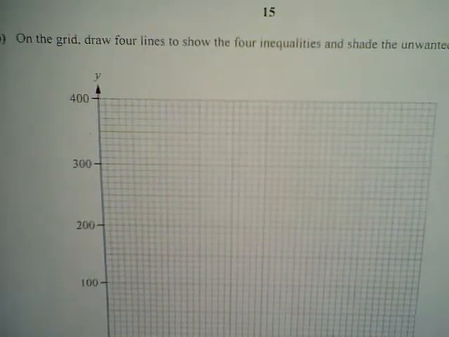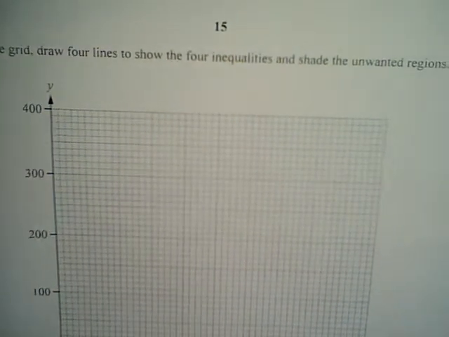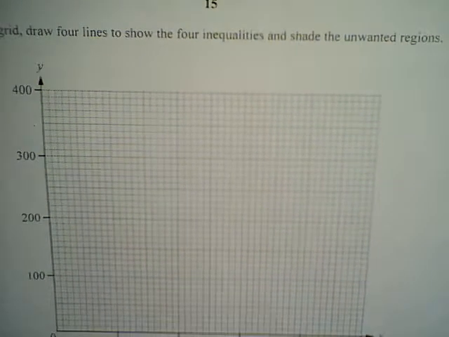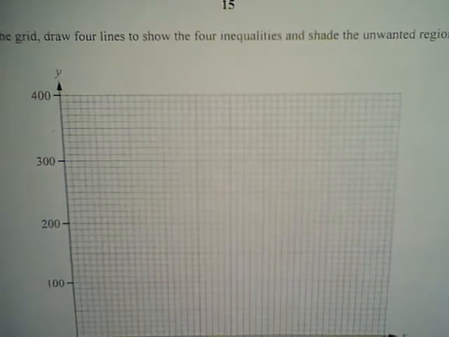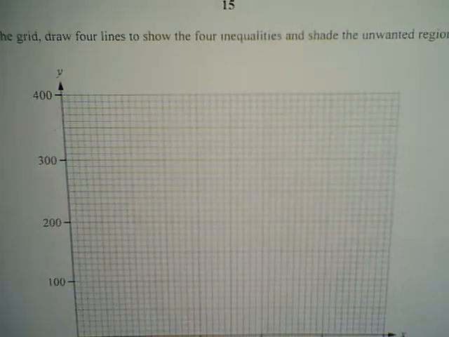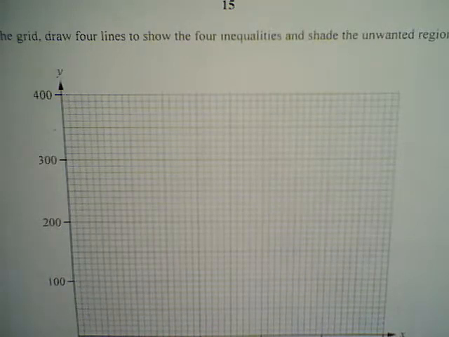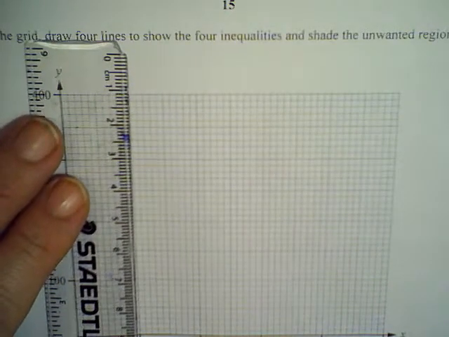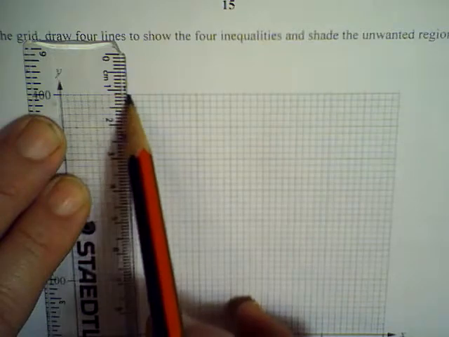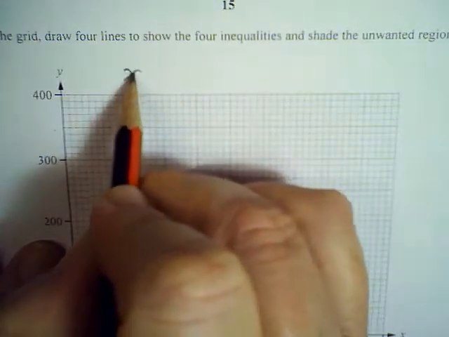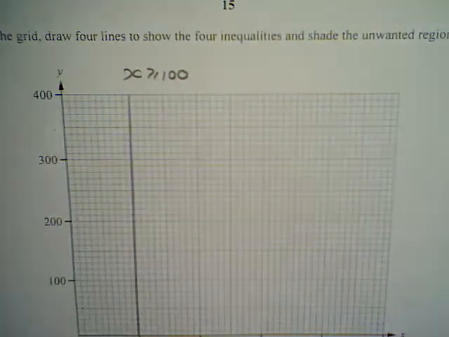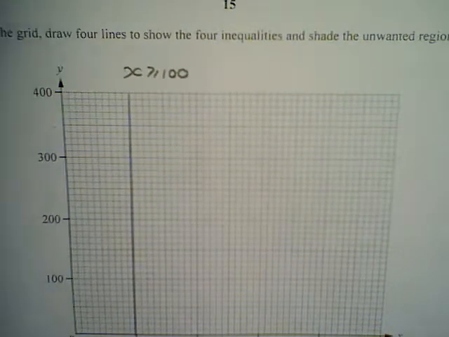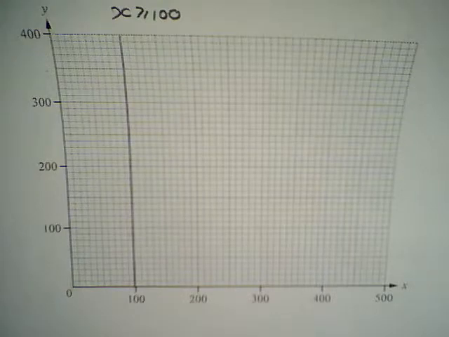Good. Now the next question is, on the grid, draw the 4 lines to show the 4 inequalities and shade the unwanted regions. Okay, so let's quickly have a look. Get my pencil and straight edge. Okay. First of all, X is equal to 100. Okay, or equal or greater than, so I can do it as a solid line. So that's X at 100. Then the next one is that we've had Y at 120.